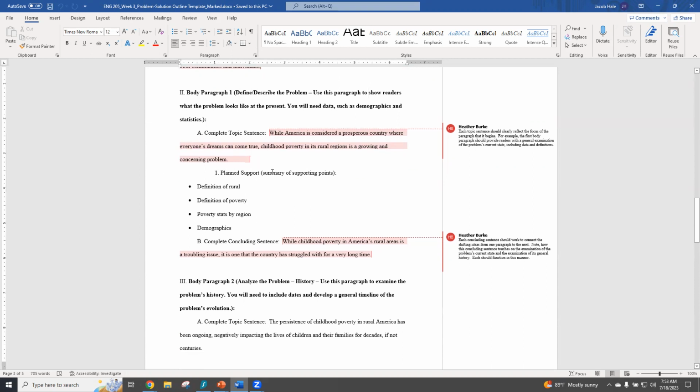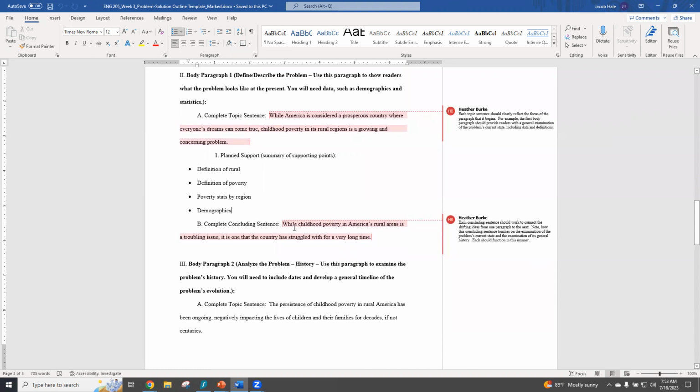From there, in the planned support section, it's fine just to do a bullet pointed list of the things that you're going to talk about. So here you do not need complete sentences. Notice that this person just has definition of rural, definition of poverty, poverty stats by region, demographics. So we don't have complete sentences here, and that's totally fine.